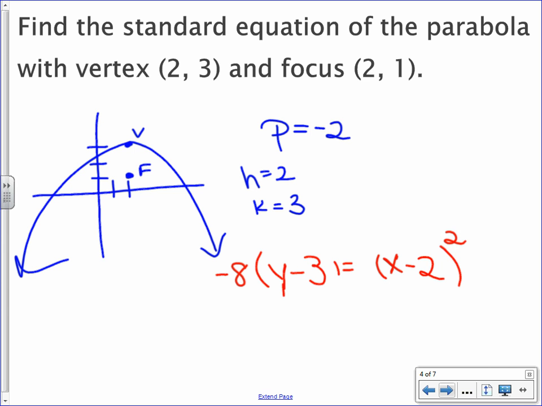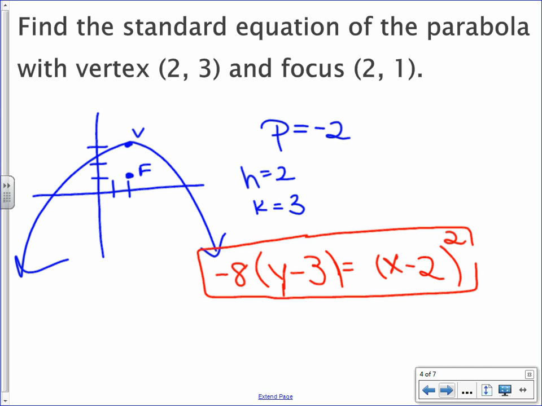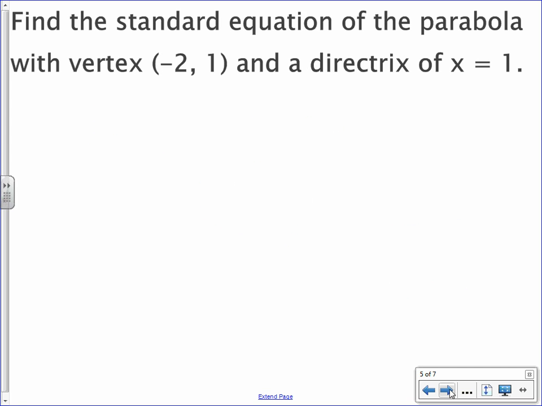So here's our standard form. That was good practice. You can only get better from here. Let's look at another one. Now we know the vertex and the directrix.